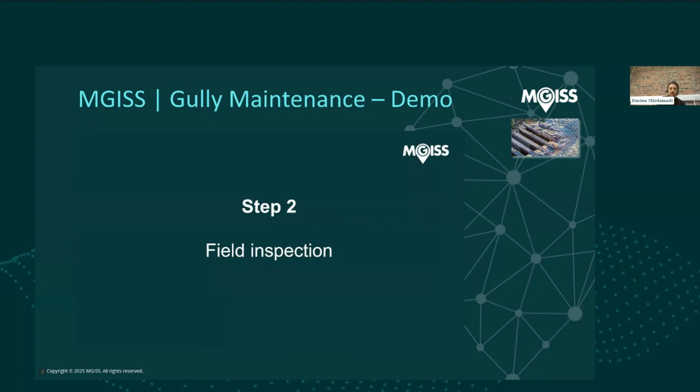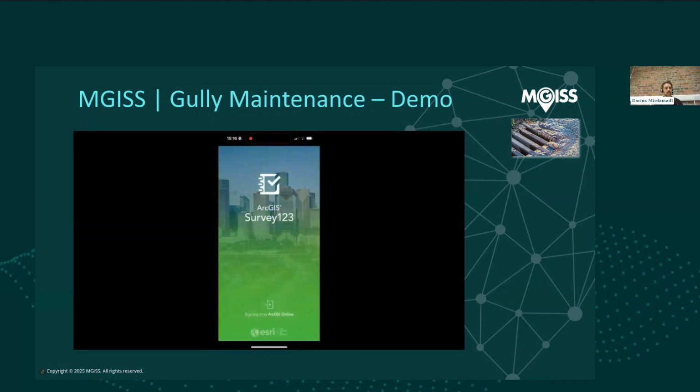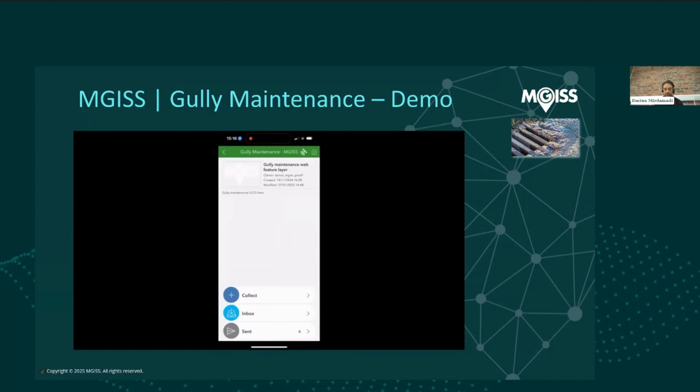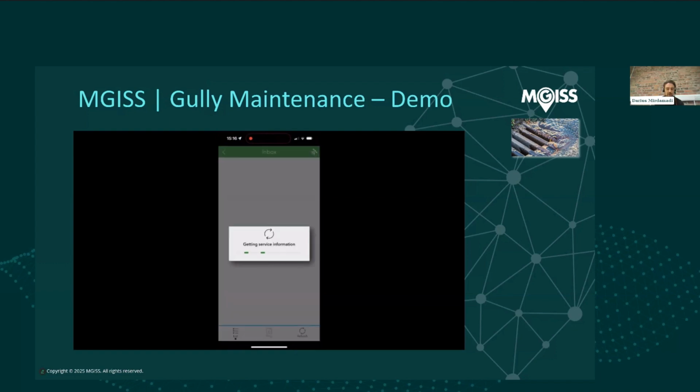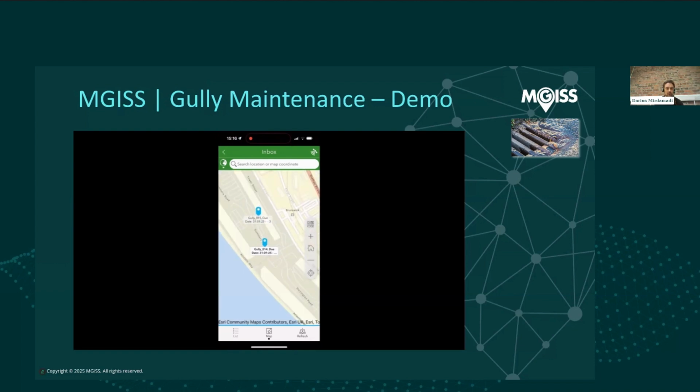Okay, field inspection, step 2. So moving to the field, the operative will open the Esri Survey 123 app and the gully maintenance form, and then refresh the inbox to receive any new jobs. So those 2 gullies should pop into that task list. We can start drive time if we wanted to at this point, or we could just view the gullies on a map so we can get an idea of where they are.